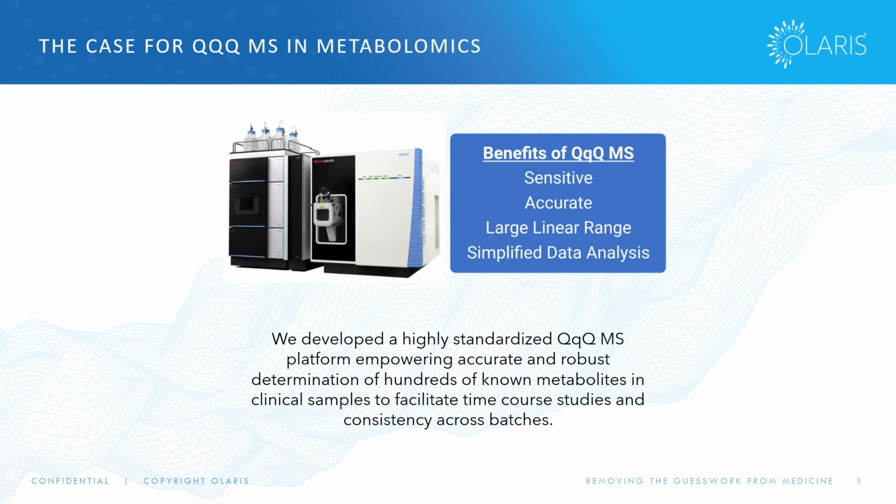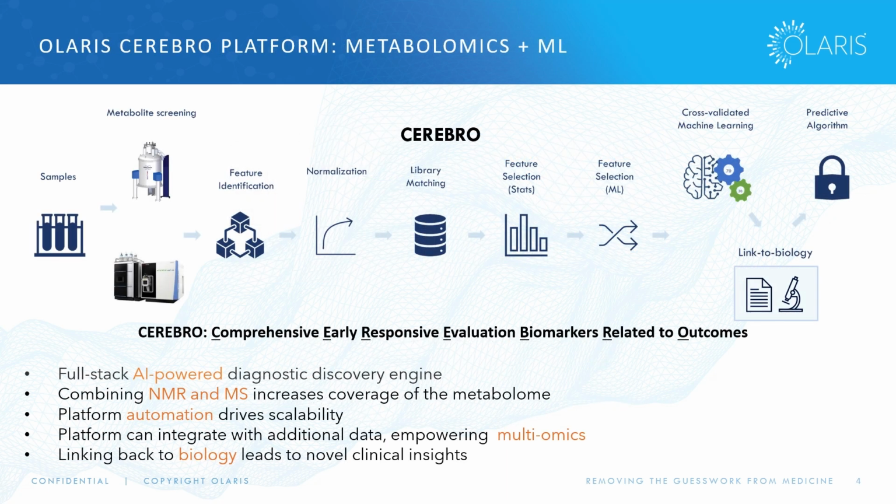So before I dive more into the details of this method, I want to take a little bit of a step back and tell you a little bit more about Olaris. So Olaris is on a mission to revolutionize how diseases are being diagnosed and treated. And for that, we built our CEREBRO platform. CEREBRO stands for Comprehensive Early Responsive Evaluation of Biomarkers Related to Outcomes, and it combines metabolomics with machine learning. On the metabolomic front, we use both NMR and also now mass spectrometry. And using this platform, we built predictive models to be able to detect disease and to evaluate treatment responses.